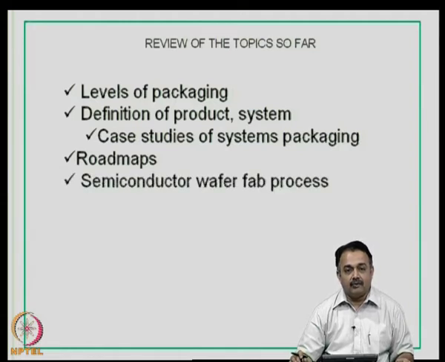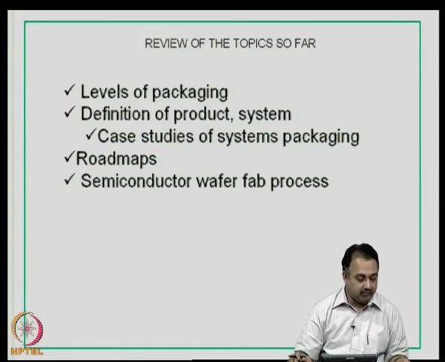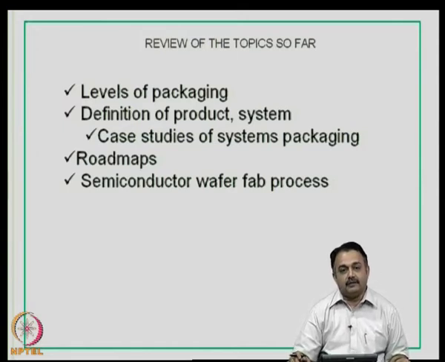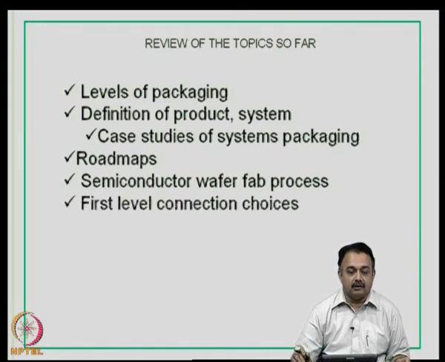Then we saw what a semiconductor wafer fab is and how the processes in this particular industry have grown over the decades. We have also seen flow chart of the front end and back end processes, and we have seen the criticality of various process steps in defining a particular technology and therefore, the growth in the semiconductor industry.